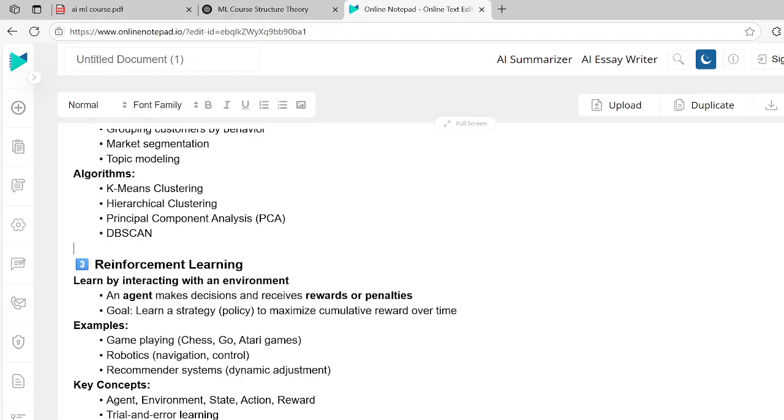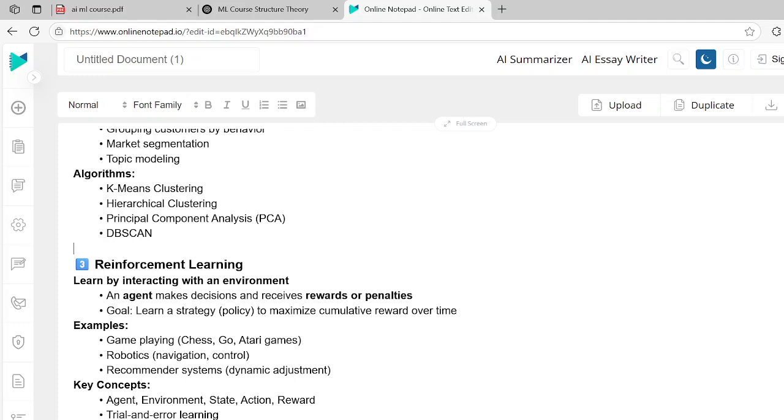For example, we have game playing, where we play chess, Go, and Atari games. We have robotics, where we have navigation and control. We have recommender systems with dynamic adjustment. So these were a few examples where we use reinforcement learning.